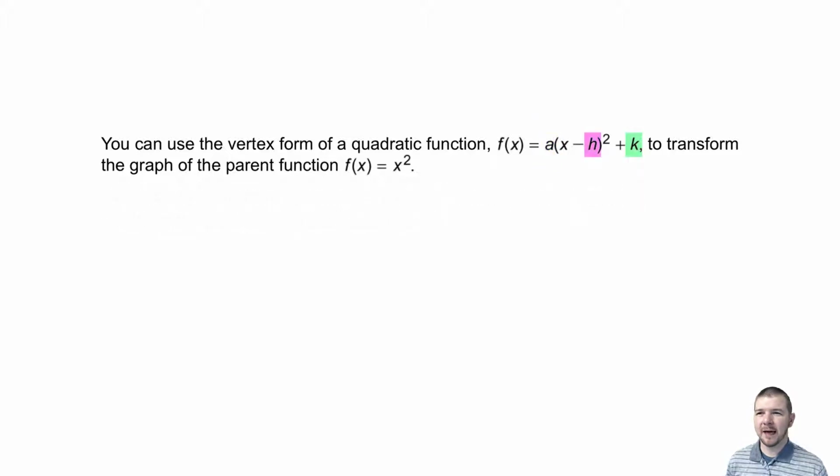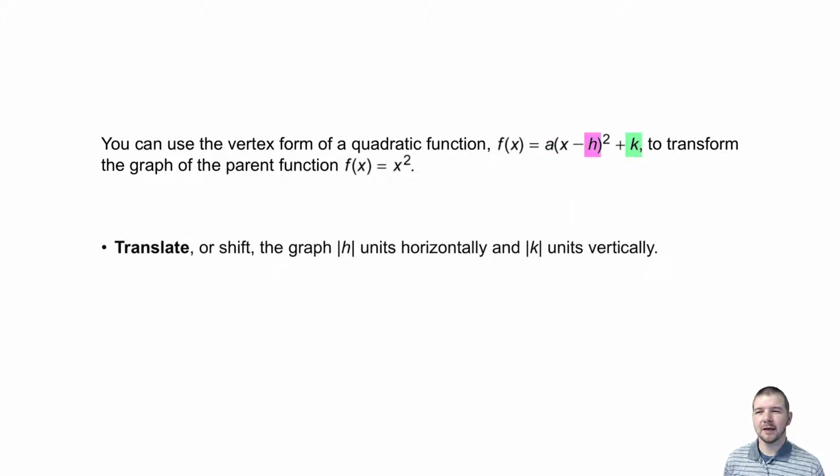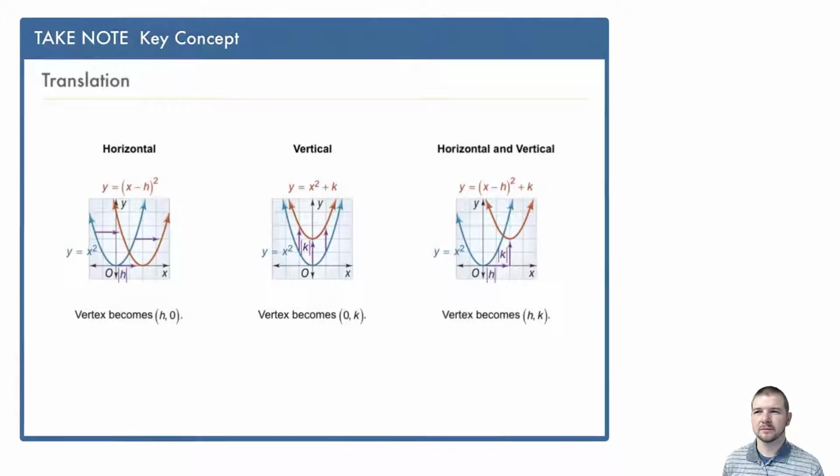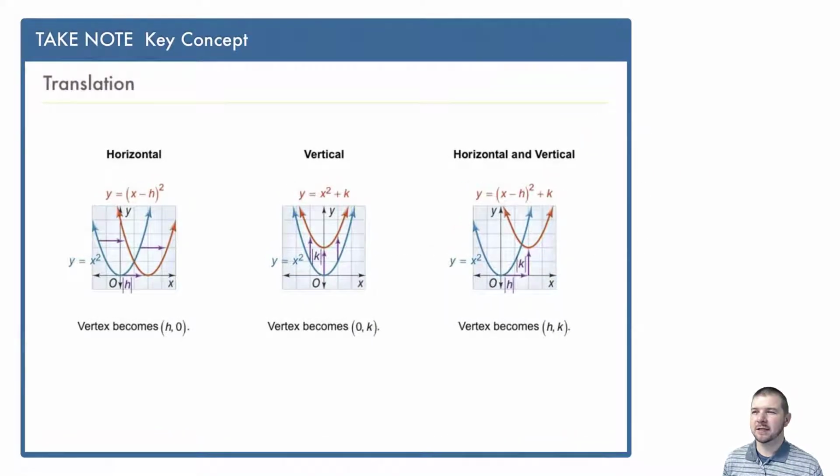And now we'll consider the impacts of h and k. We translate or shift the graph the absolute value of h units horizontally, and the absolute value of k units vertically. Take note, key concept, translation. So note this information, but we'll have more detail on the next few slides.